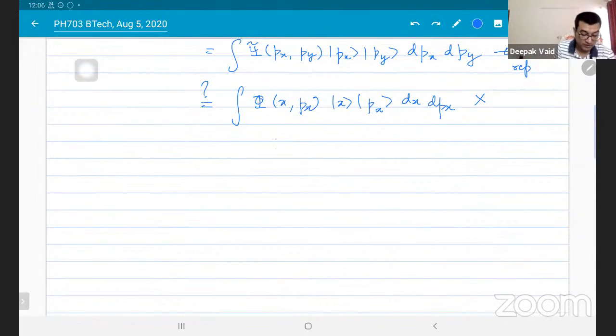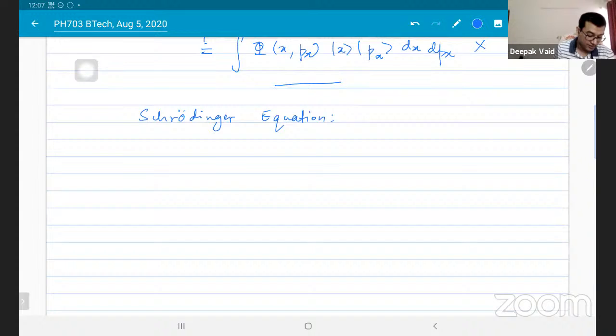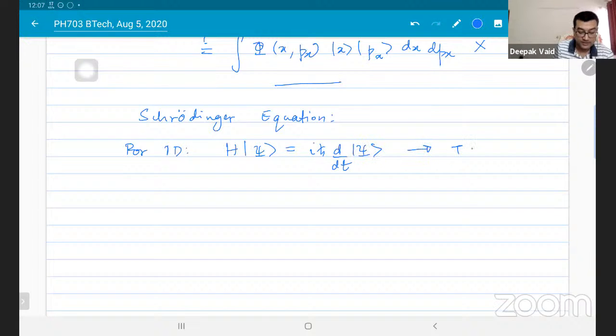Now the question is, what about our Schrodinger equation? So we have to ask, how do we write down our Schrodinger equation for this two-dimensional system? So for 1D, what did we do? We wrote down the Schrodinger equation, right? We said that this is the Schrodinger equation: H psi is equal to i h bar d by dt of psi. This is the general time-dependent Schrodinger equation.